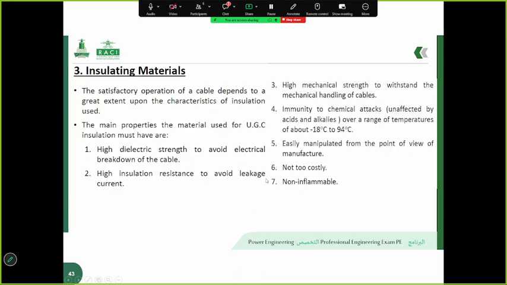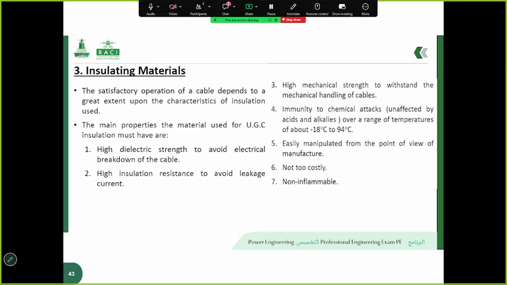Okay, based on this slide, I discussed the critical properties required for a suitable cable insulating material. The satisfactory operation of a cable is highly dependent on its insulation, which must meet several key requirements. First and foremost, it must have a high dielectric strength to prevent electrical breakdown of the cable, and high insulation resistance to avoid leakage currents.